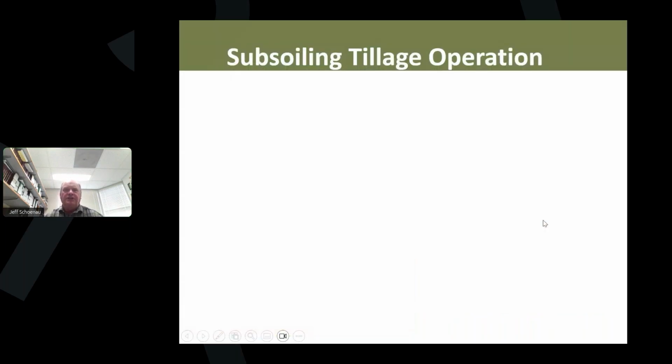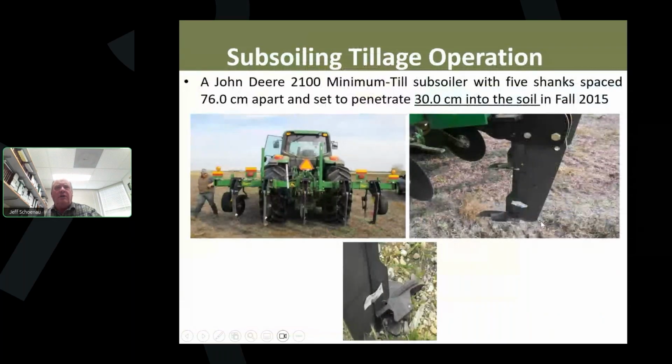So the tillage operation, in this case, what we used was a John Deere 2100 minimum till subsoiler, kind of like that paraplow unit. It had shanks with a very narrow profile, so not a lot of disturbance at the surface. And at the bottom there was a foot that created a kind of lifting action. Spaced 76 centimeters apart and set to penetrate about a foot into the soil. And so this is what we used, and it was more of a field scale type of study, but we had replicated plots that in the end took up the majority of an 80-acre field.